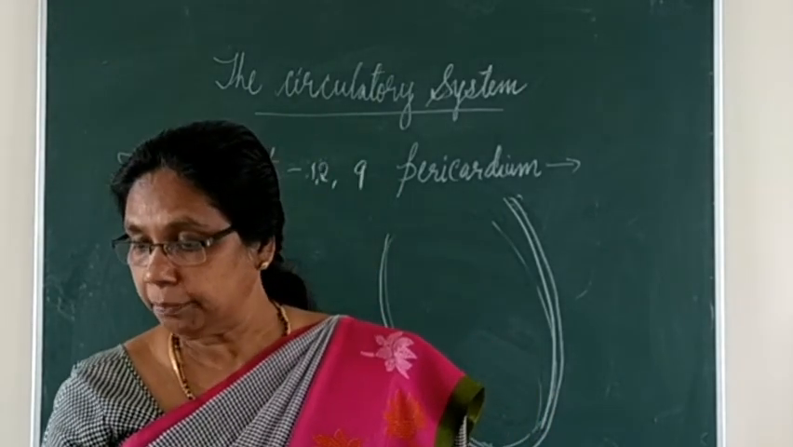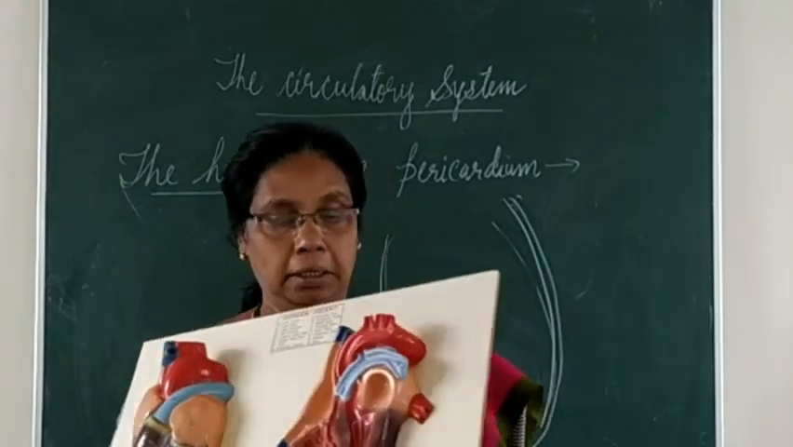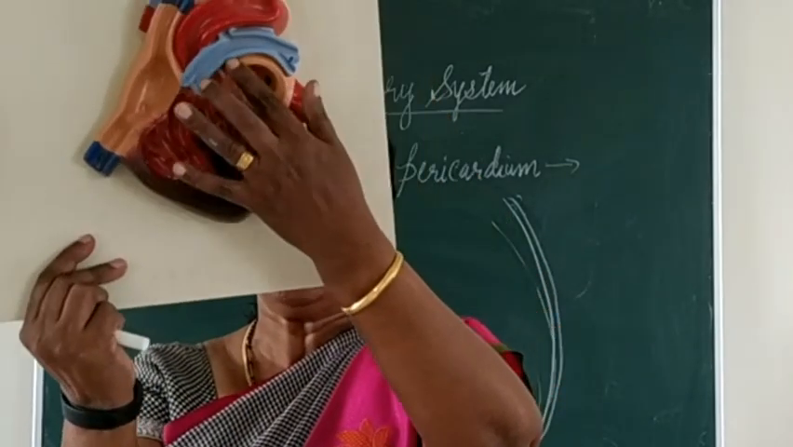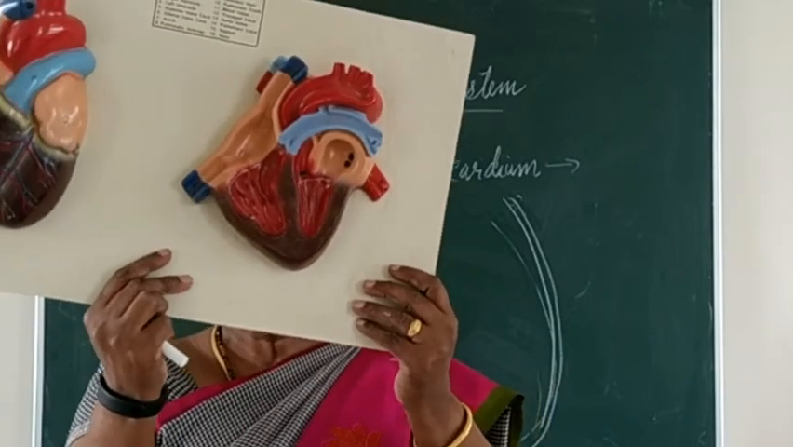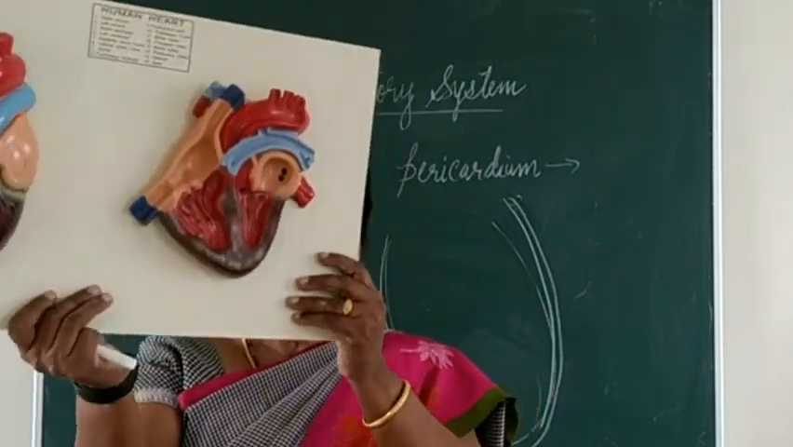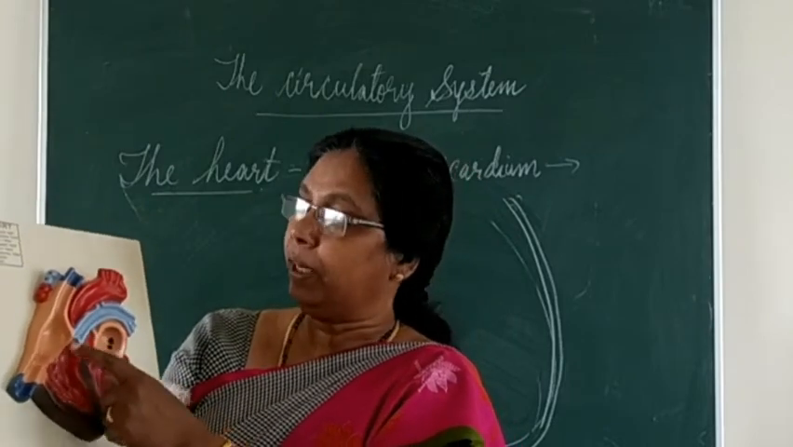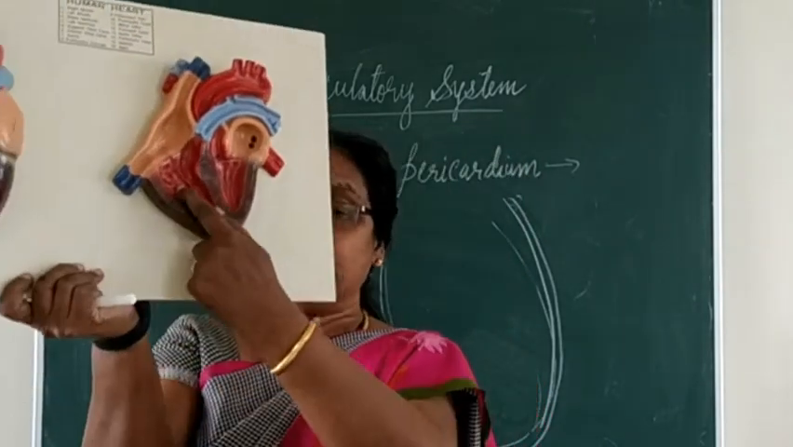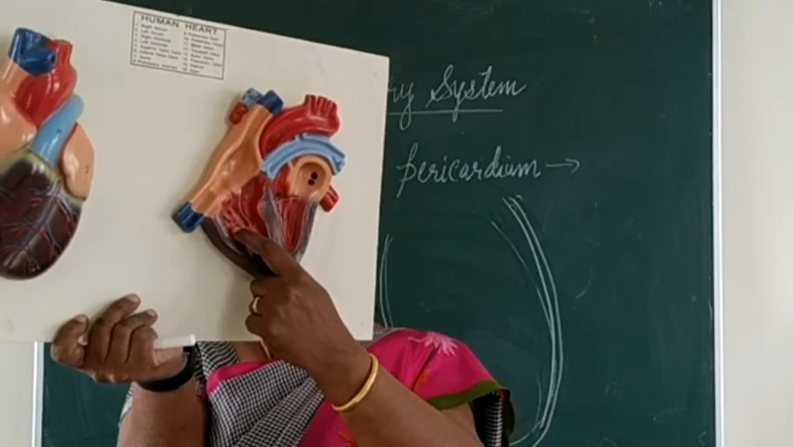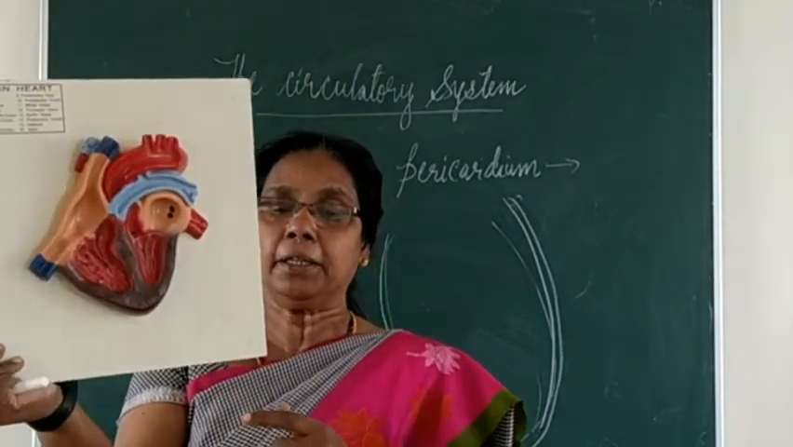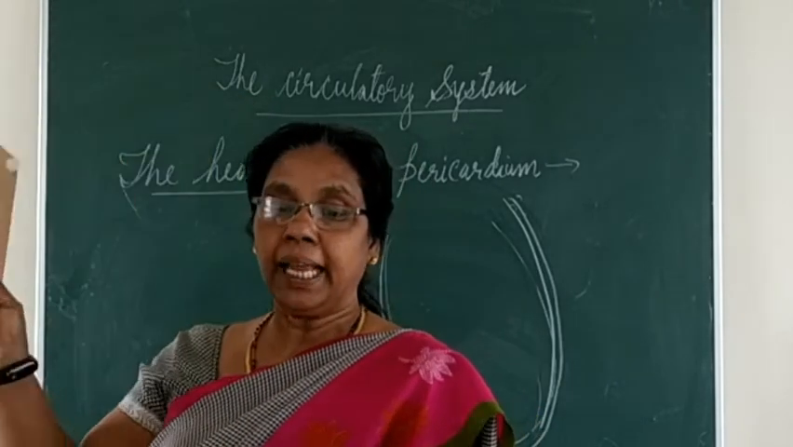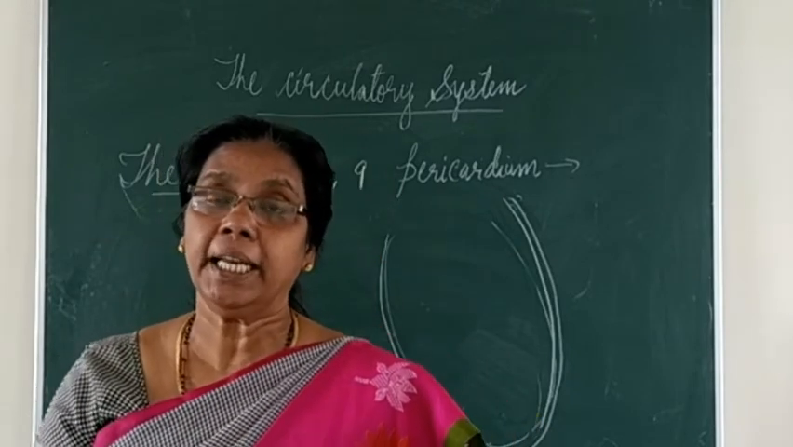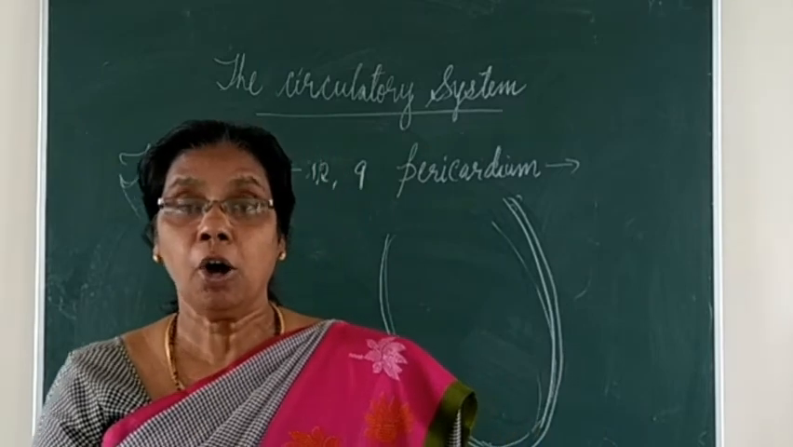Where is the pulmonary artery? See here, this one, this blue. This is called the pulmonary artery. It arises from the right ventricle. So this is arising from where? From the right ventricle. This pulmonary artery arises from the right ventricle and carries deoxygenated blood to the lungs for oxygenation.